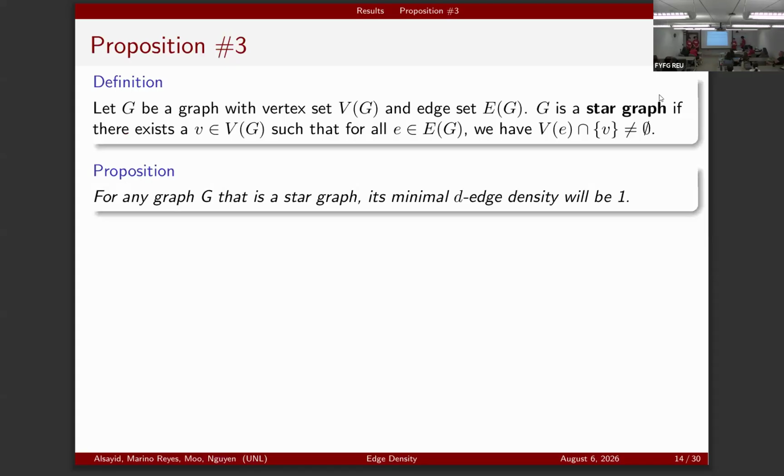Now we'll propose star graphs. We define a star graph as having one center vertex and every edge connecting out to it. So I'll draw an example.